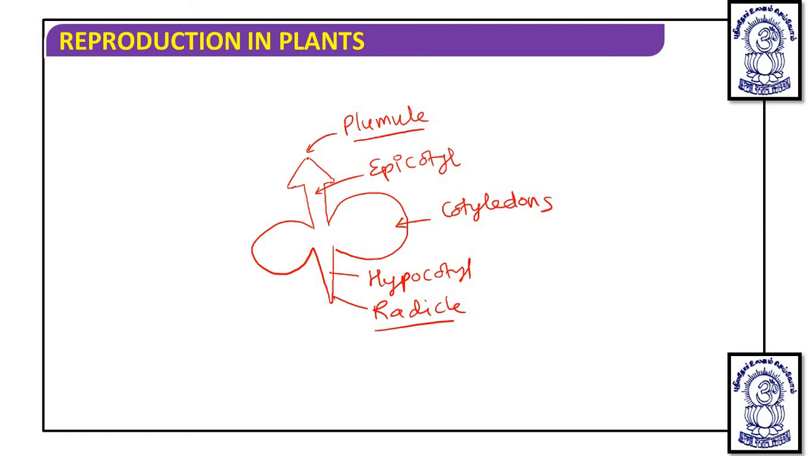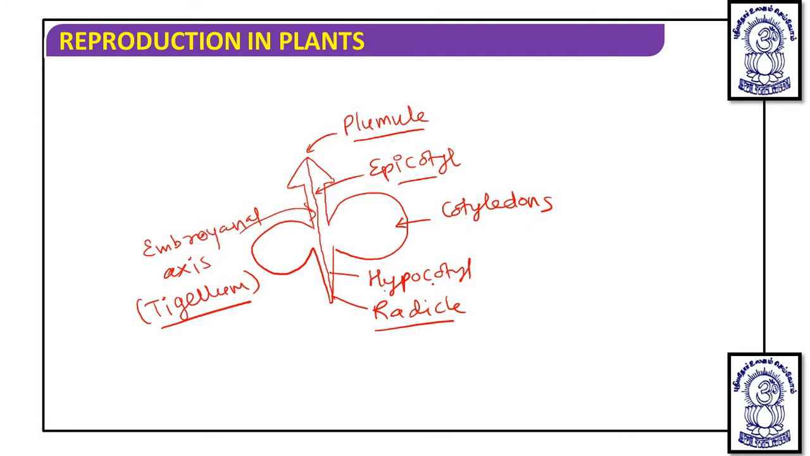this whole part, from here to here, is known as the embryonal axis, and this embryonal axis is also known as tigellum. And the epicotyl, which is given here, can be defined as a region of the embryonal axis between the plumule and the cotyledon attachment site.